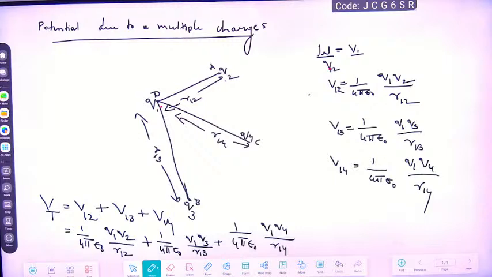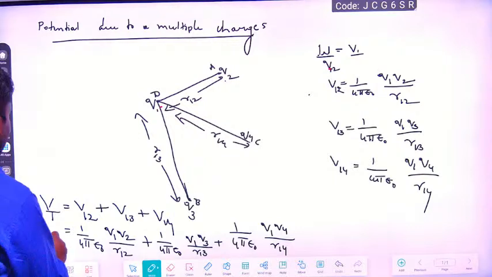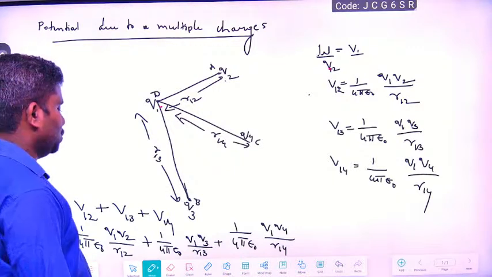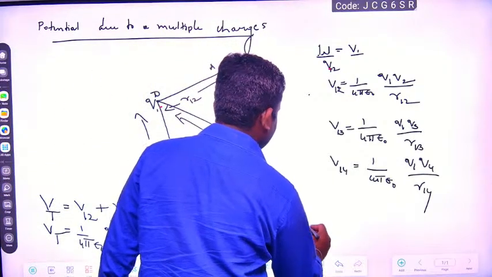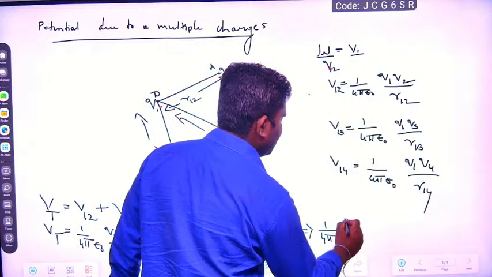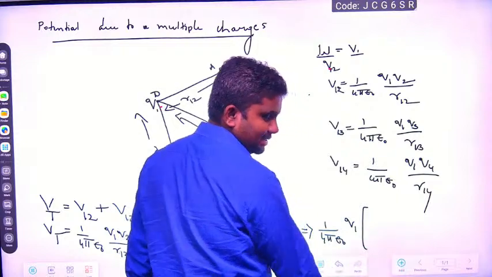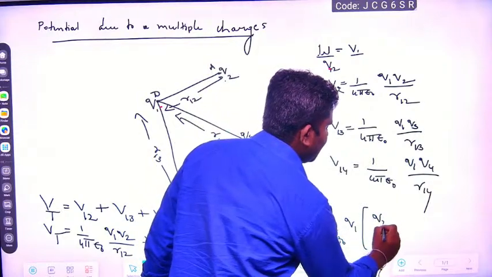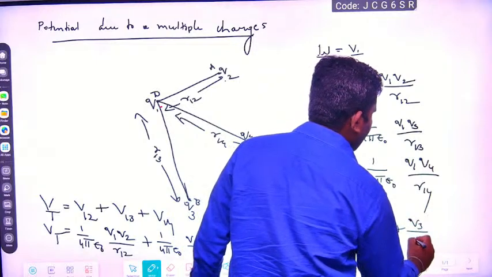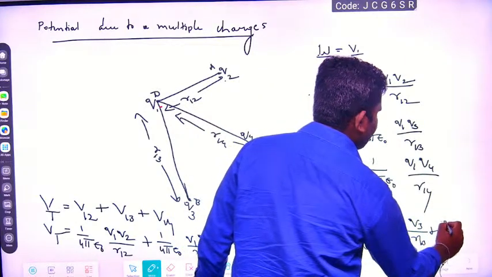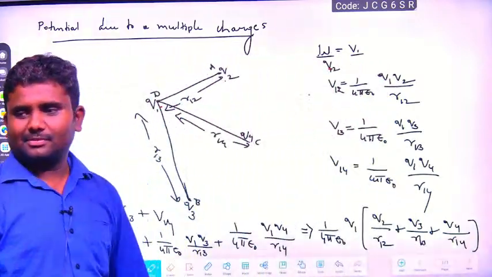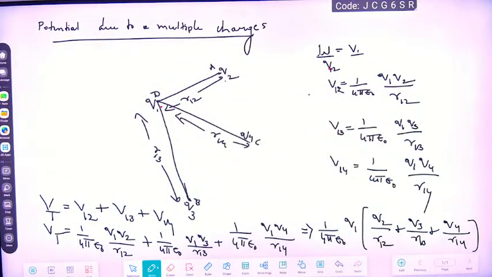Okay, understood? This is V total. Now, what is the total final answer? Just take 1 by 4 pi epsilon naught common, with Q1 also common. Correct? Now it is Q2 by R12 plus Q3 by R13 plus Q4 by R14. Okay, but there is one more thing to discuss.